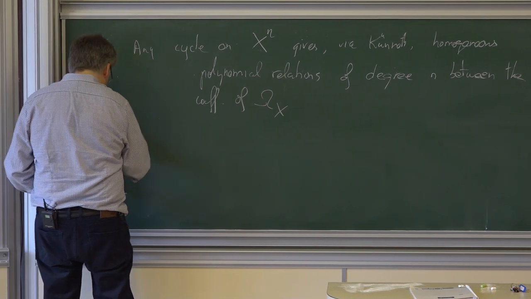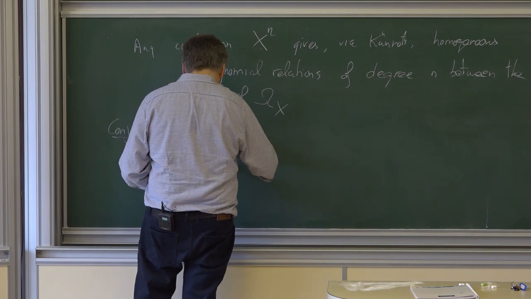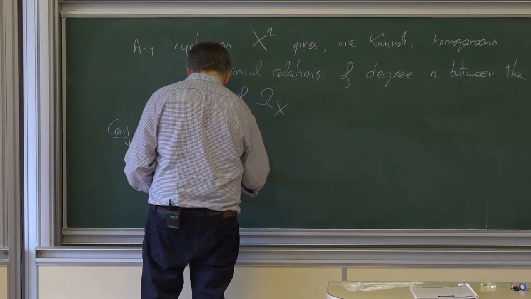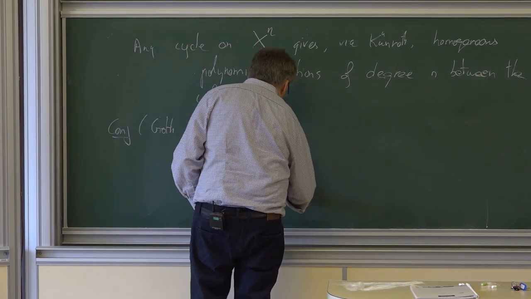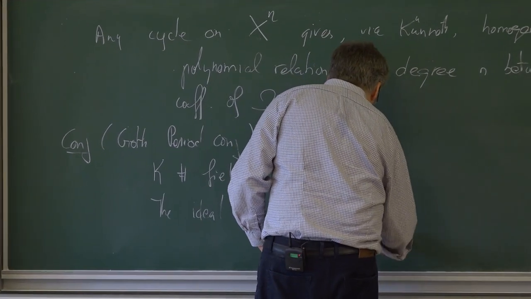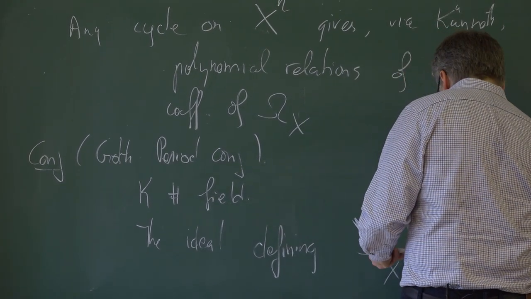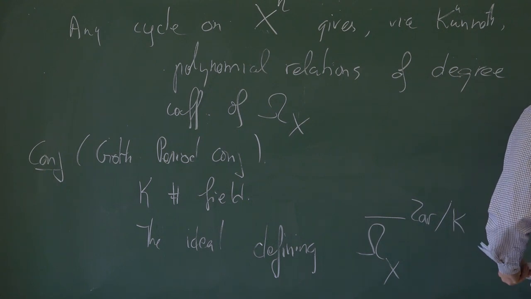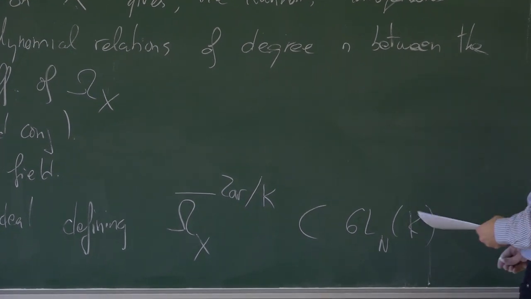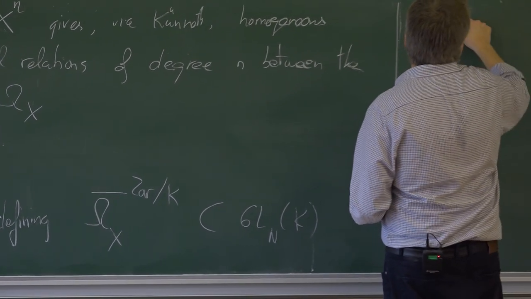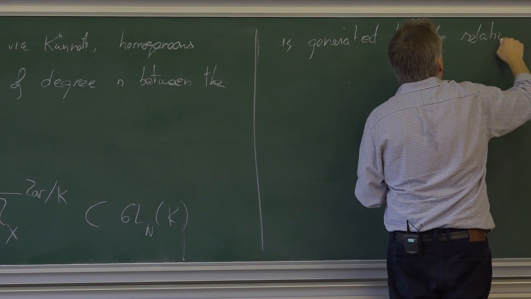And then the Grothendieck period conjecture is that if K is a number field, again, then the ideal defining, you take your matrix Omega_X, then this is just a point, and you take the Zariski closure over K. So now this is an algebraic subvariety of GL_N over K, right? Then the ideal is generated by the relations coming from algebraic cycles.